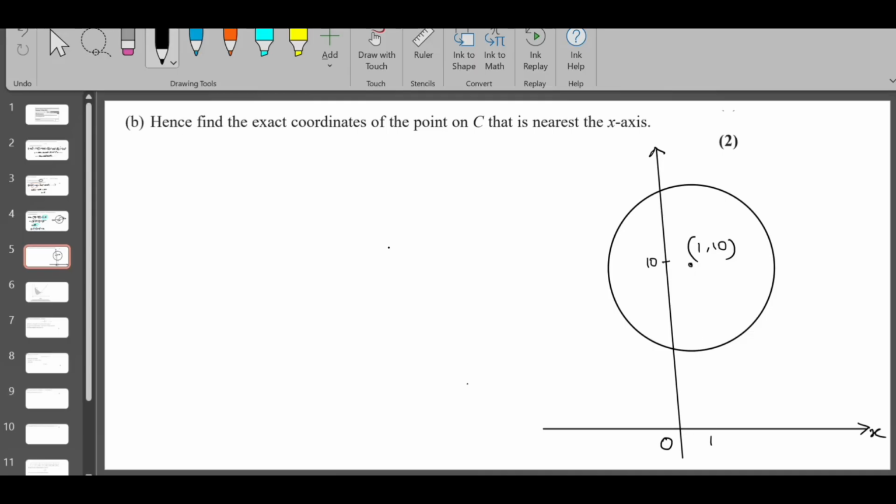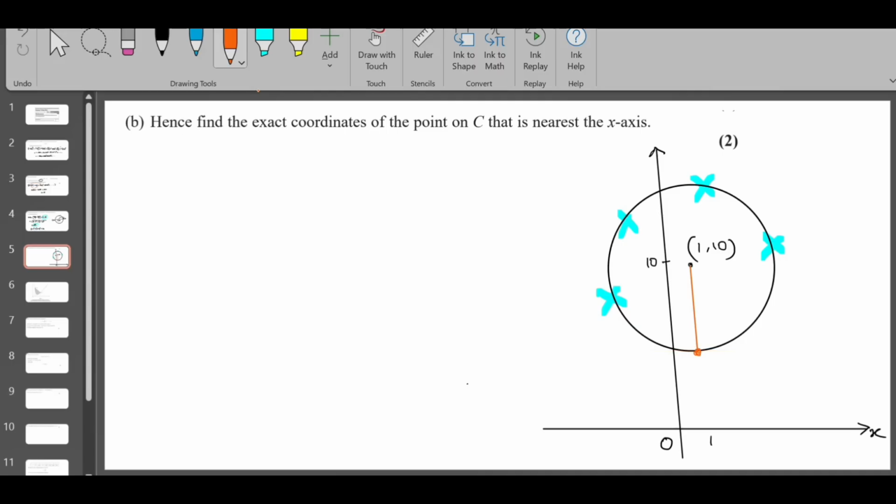Now listen to me carefully. They're talking about the point that is closest to the x-axis. You need to find a point that lies on the circle but is closest to the x-axis. So definitely the closest point will be down here. Actually, if you draw a tangent here and a perpendicular line from the center, this will be the exact point.